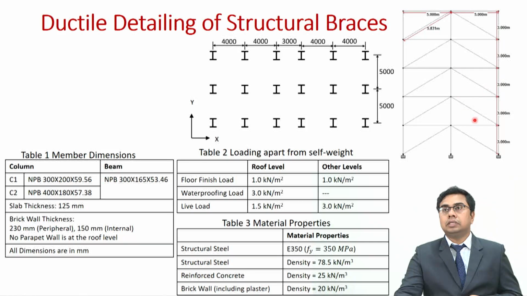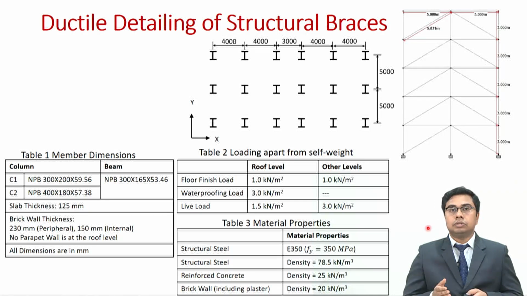Further, as we have mentioned earlier, these structural braces are to be provided throughout the height of the building as shown in this case. At this point, the column and beam dimensions remain the same. We will come to the section which we have used for the structural brace. The loading and material properties are similar to those of the moment resisting frame building.